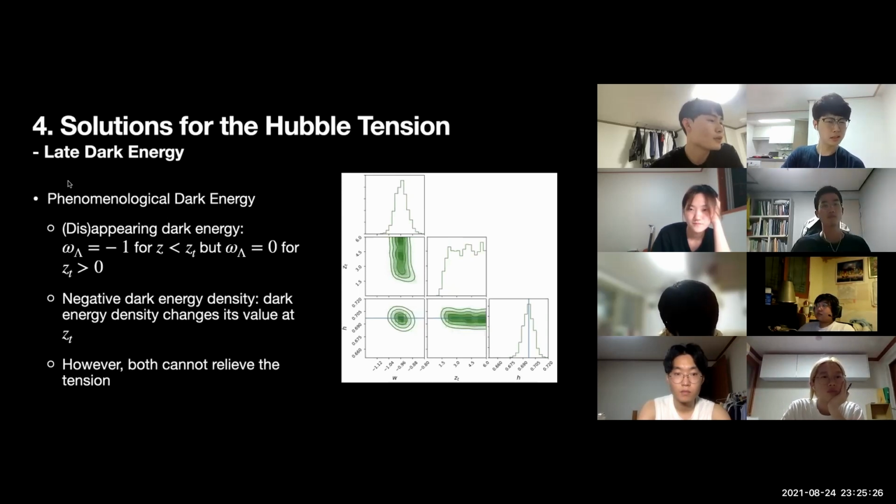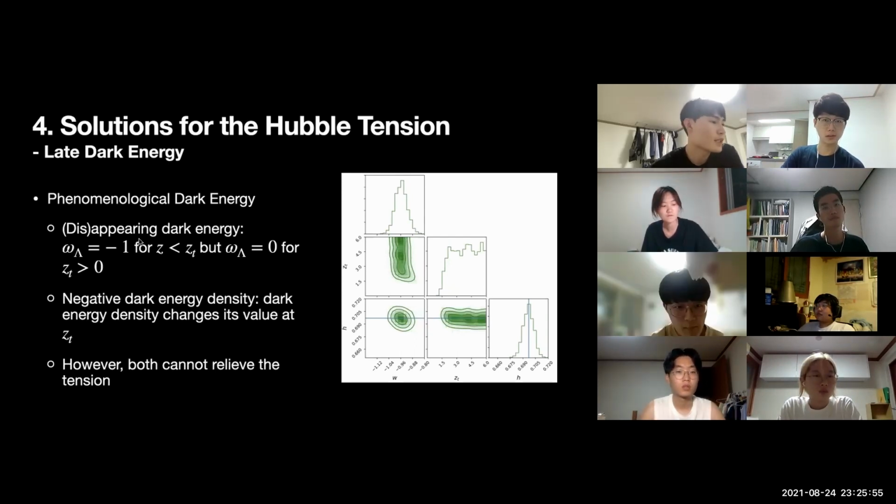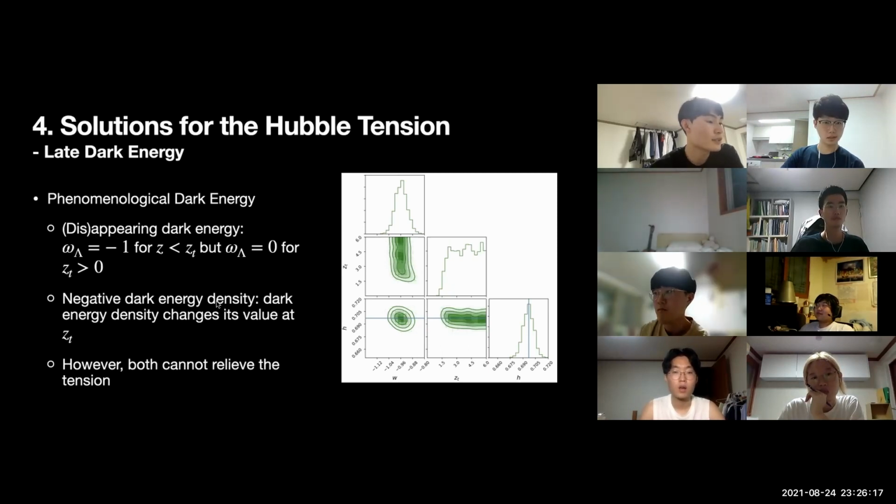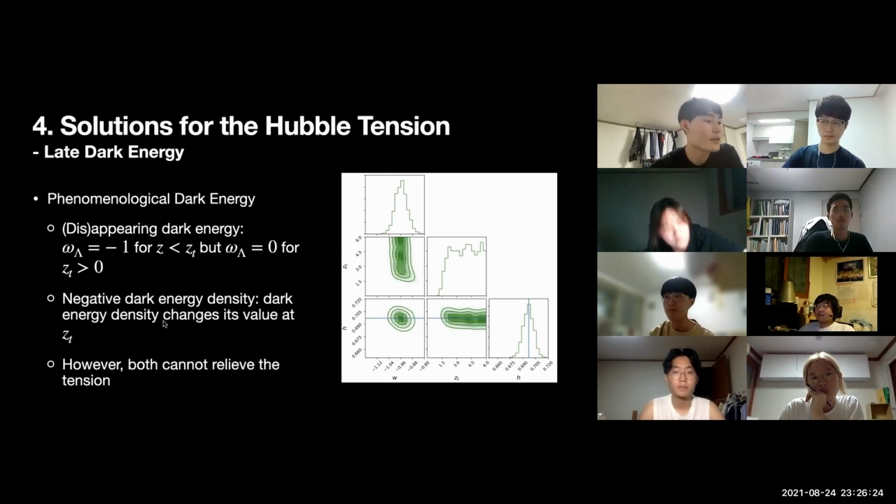And the third late dark energy is phenomenological dark energy. It is a theory that claims that at a certain moment, the density of the dark energy changes phenomenologically. It can be divided into two models. The first is disappearing dark energy, which assumes that dark energy disappeared at a certain moment. And the second one is negative dark energy, which assumes that at a certain moment the dark energy changed from negative values to positive values. But both cannot relieve the tension.